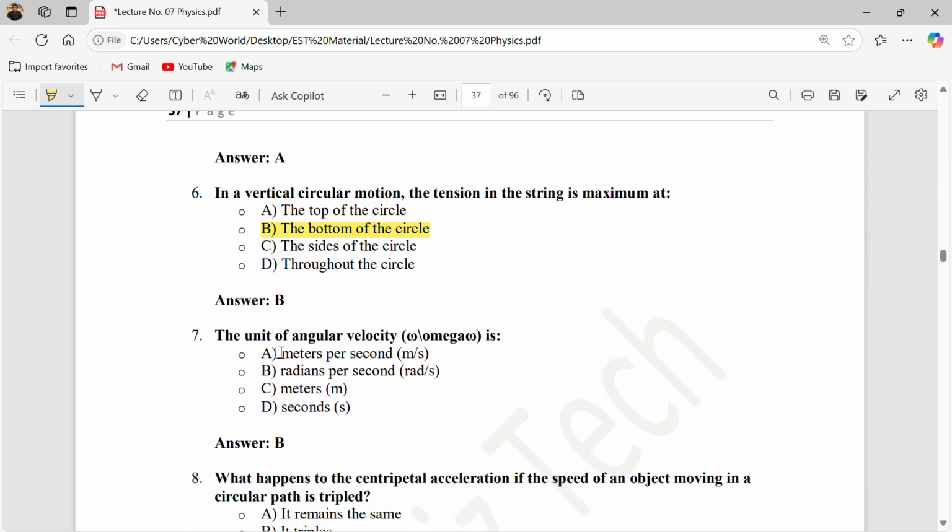What is the unit of angular velocity? We know that velocity has a unit of meter per second, but angular velocity has a unit of radian per second.